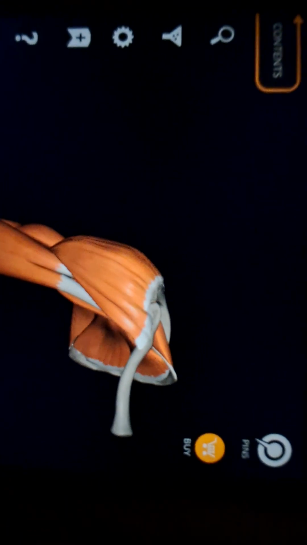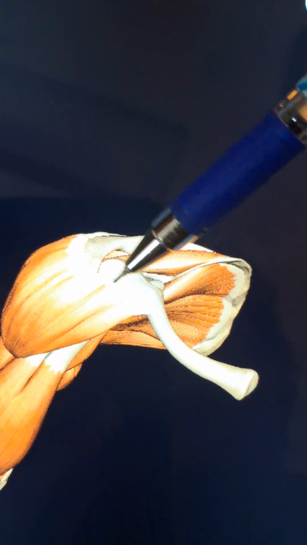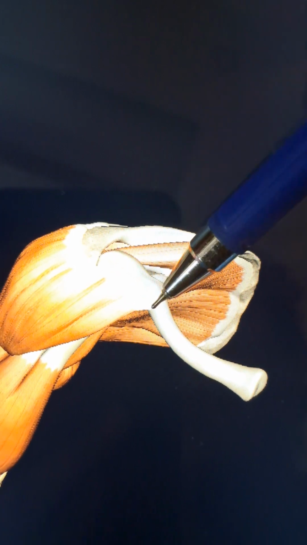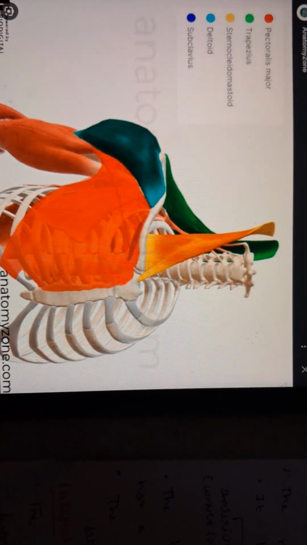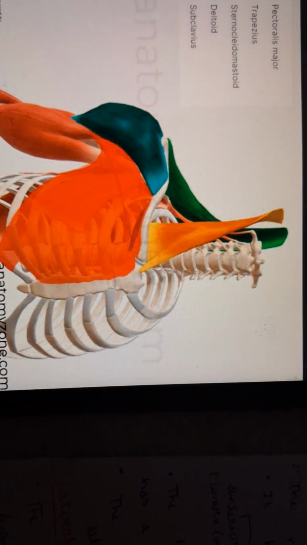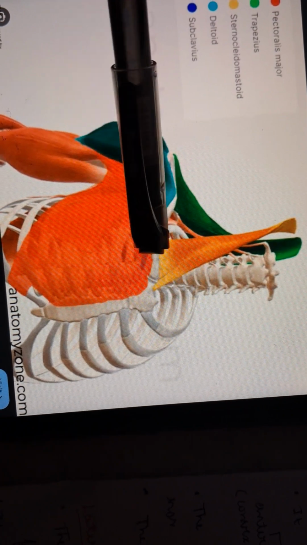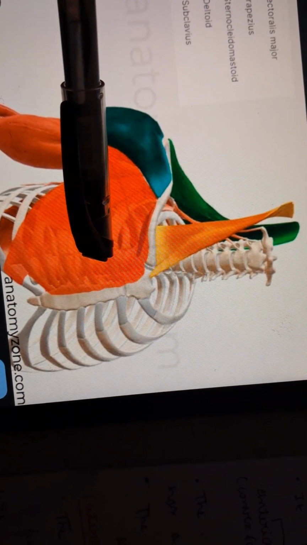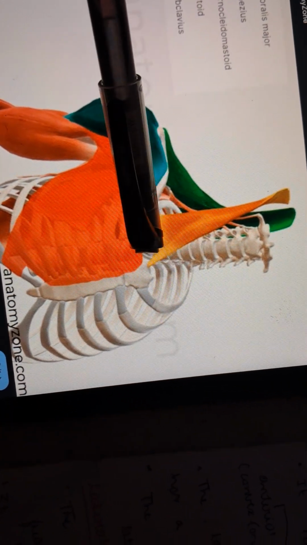Deltoid muscle is attached to the lateral 1/3 of the clavicle anteriorly. Here you can see this is the clavicle and this is the anterior border of lateral 1/3 of clavicle, and the deltoid muscle is attached to it. Medial 2/3 of the clavicle's anterior border is connected to pectoralis major, whereas the posterior border of medial part is connected to sternocleidomastoid.